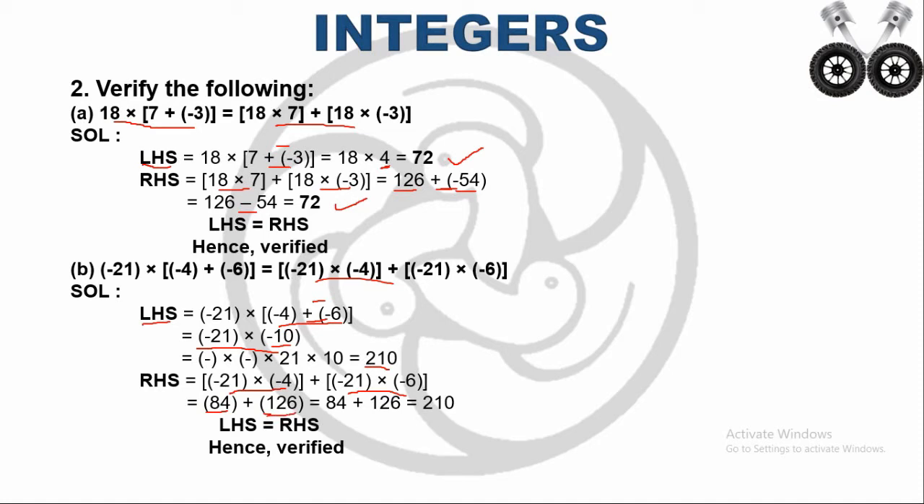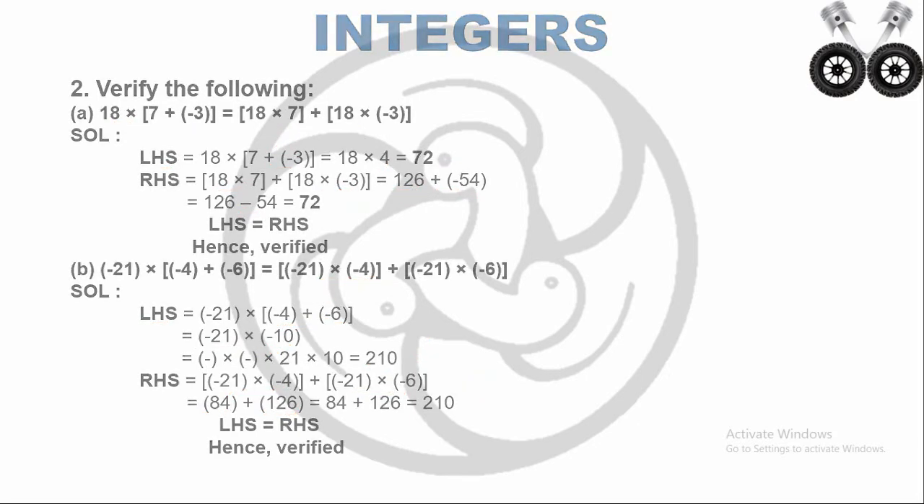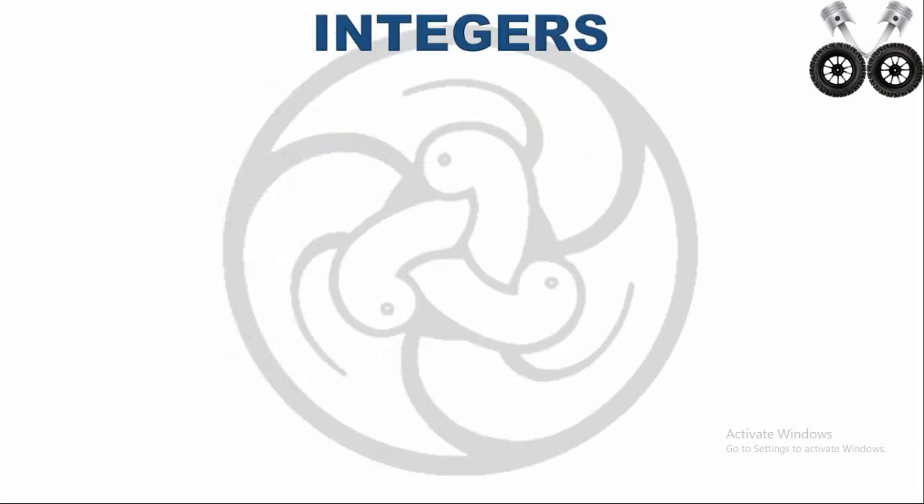Now we have to add the two integers. So 84 plus 126, which is equal to 210. So the LHS is 210 and RHS is also 210. That means we have LHS equal to RHS. Therefore it is verified.